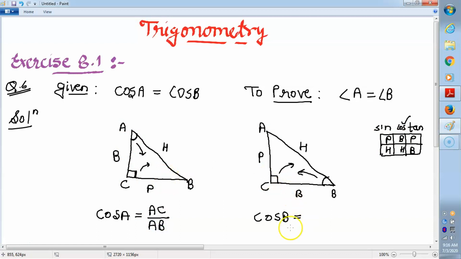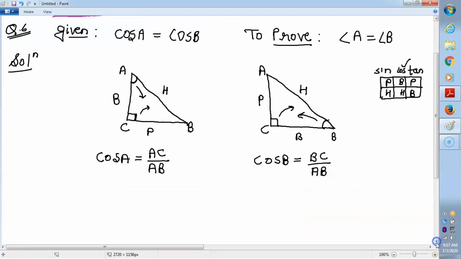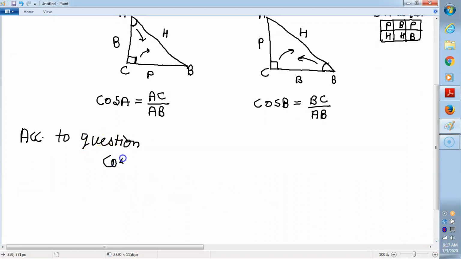In the same triangle, cos B is base upon hypotenuse. So, BC upon AB. Clear, no? In first case, we are writing cos A, base upon hypotenuse means AC upon AB. And for cos B, BC upon AB. Now, according to question, what is given? Cos A equals cos B. So, write cos A equals cos B.